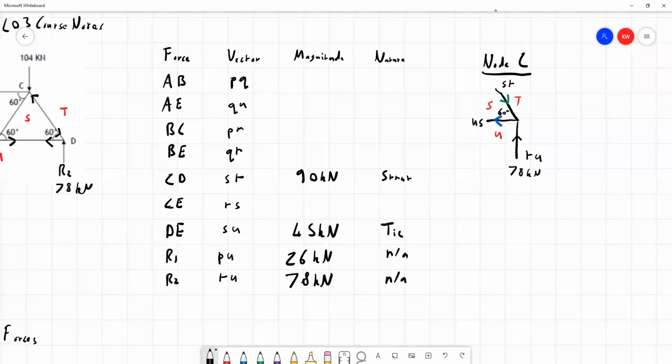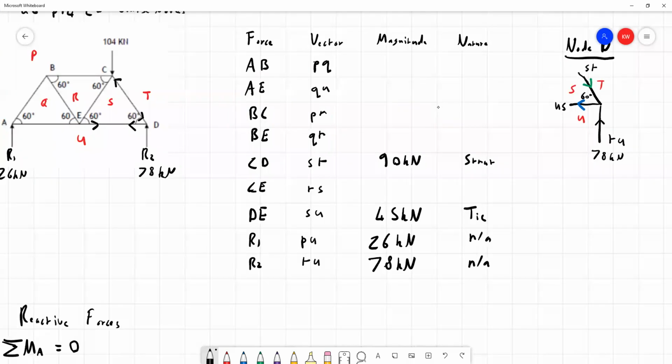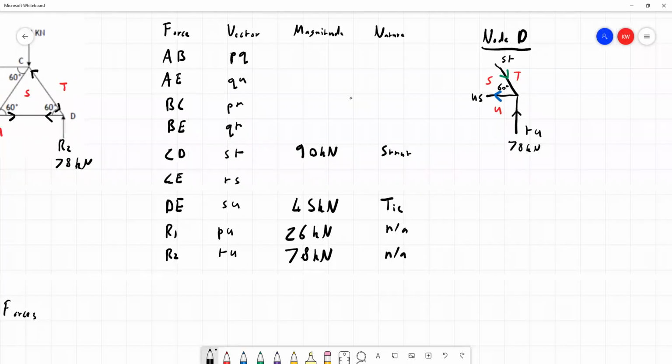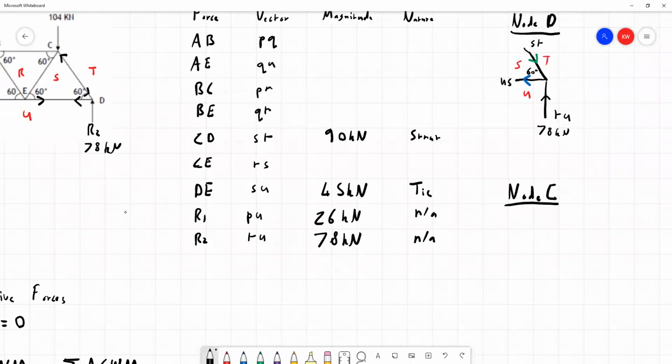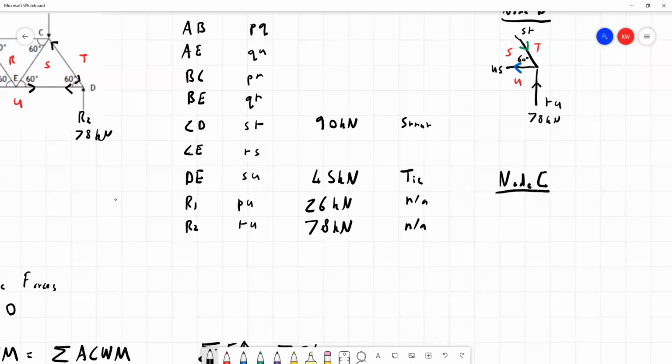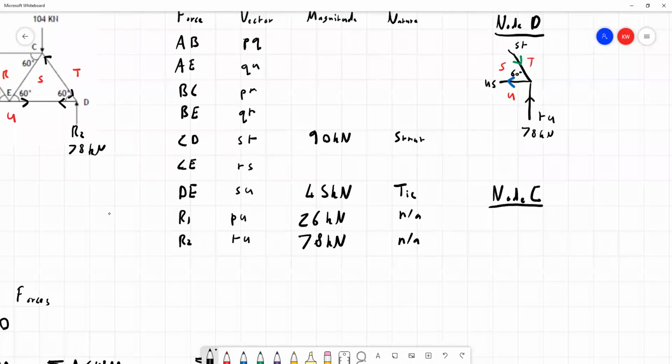I've labelled this node C to begin with. I'll just fix that. So we began with node D in this question. I'll add a wee note about that in the video. We can move on to node C now and carry out the analysis there. So we start off as always by drawing in a space diagram for this node. And what we have is three members that are coming into contact with each other here.